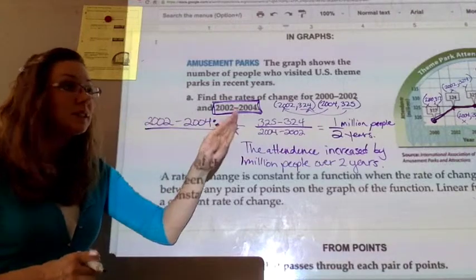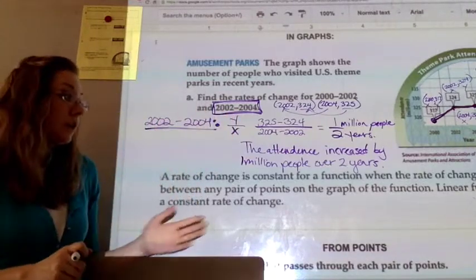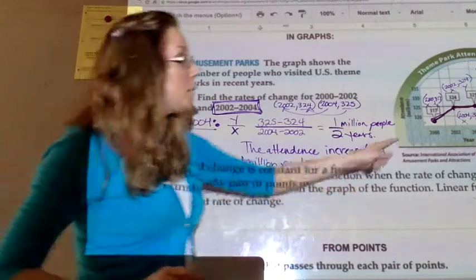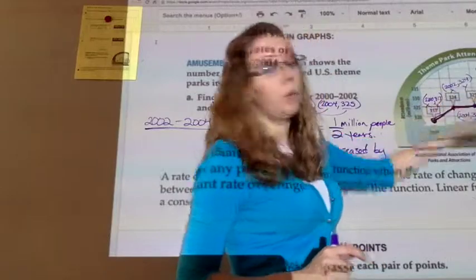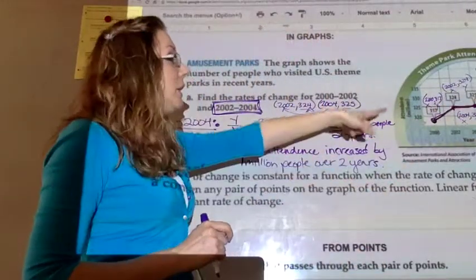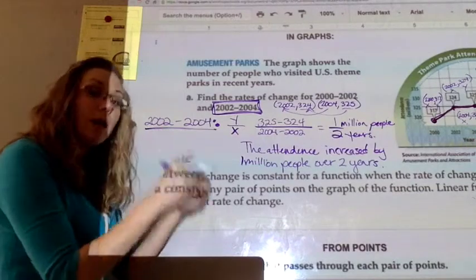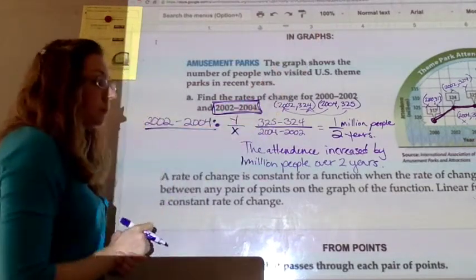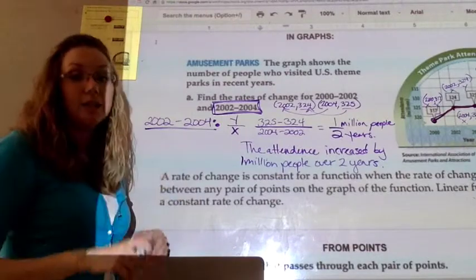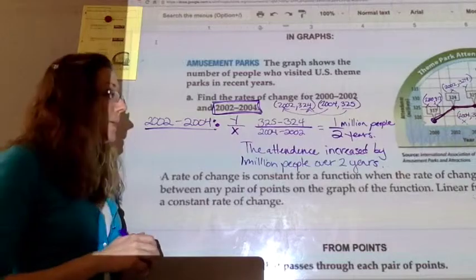If it's always the same between any pair, then you have a slope. It's a constant rate of change. However, here, because we had little line segments, each segment is going to have its own slope, its own steepness, because they're not all the same. But if we're doing a linear equation, then all of them should fall perfectly in a row. Let's take a look at our last thing, which is identifying the slope from 2 points.